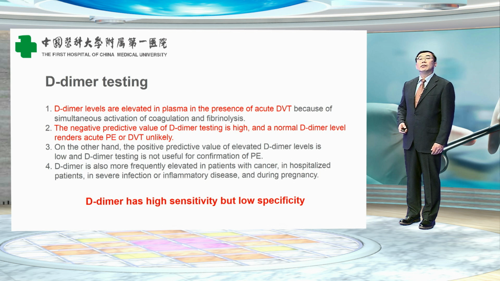The negative predictive value of D-dimer testing is high, and a normal D-dimer level renders acute PE or DVT unlikely. On the other hand, the positive predictive value of an elevated D-dimer level is low, and D-dimer testing is not useful for confirmation of PE. So, D-dimer has a high sensitivity but low specificity.